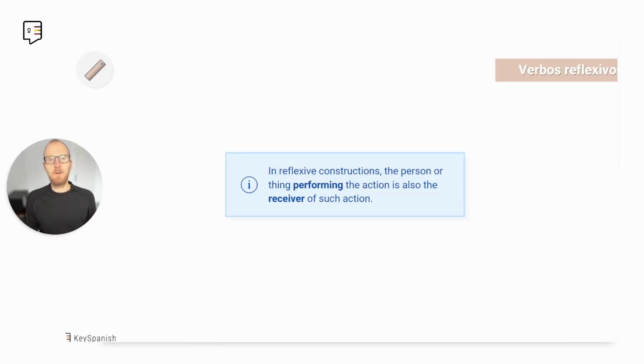So, what are reflexive verbs or reflexive constructions? These are the ones where the person or thing performing the action, that is the subject, is also the receiver of such action. In grammar jargon, that would be the subject and the object of the verb are the same. So the person that does the action is also the one who receives it. And this can take three forms.